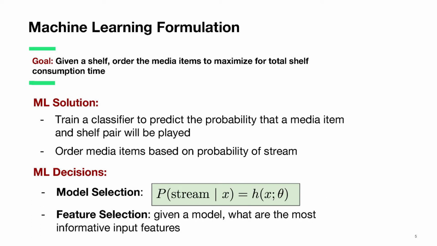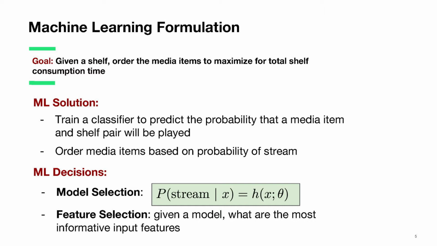The goal that we were given is, given a shelf, order the media items in order to maximize for total consumption time. Basically we want to put the more popular items at the front of the shelf in order to maximize total consumption streams. Given this goal, an ML solution could be the following. First, we would train a classifier to predict the probability that a media item and shelf pair will be played. Then, given that probability, we can order the media items in terms of that.